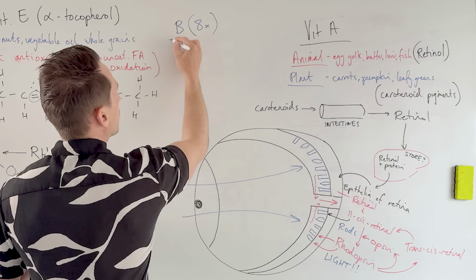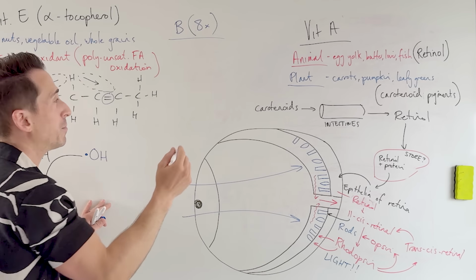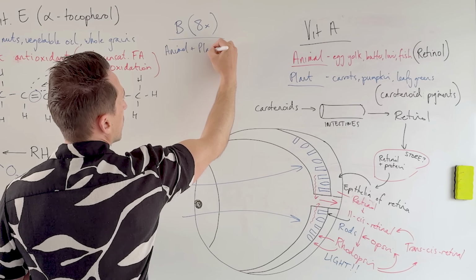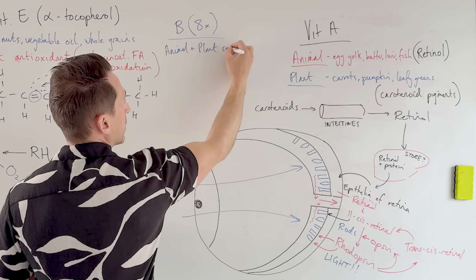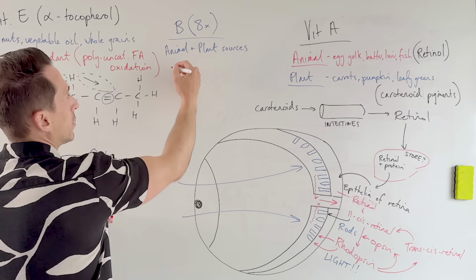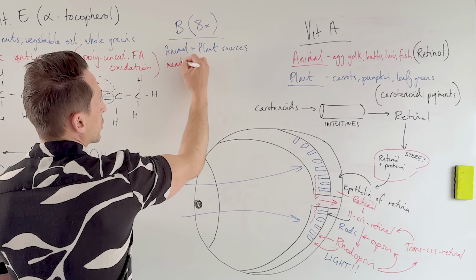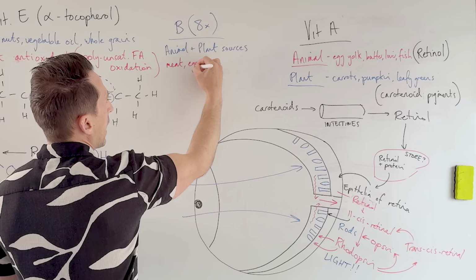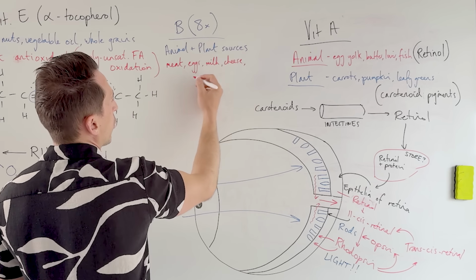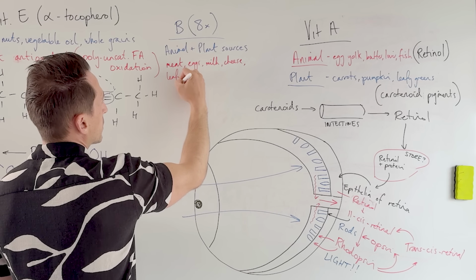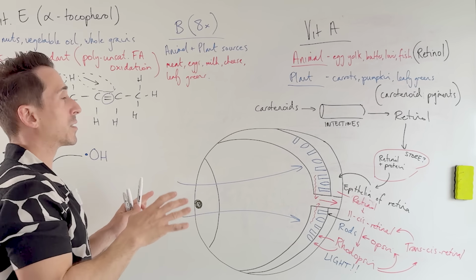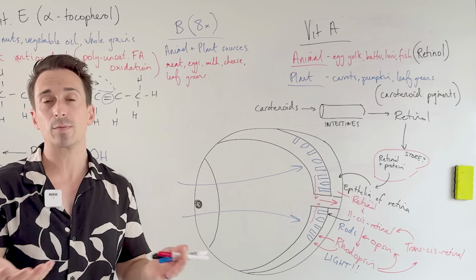But what I'm going to say here about the B vitamins is that all 8 can be obtained through both animal and plant sources. So obviously this is going to be meat, which includes fish, eggs, milk, cheese, but also you can get it through leafy greens and other various vegetable products. So a balanced diet that includes animal and plant material will obtain the B vitamins.